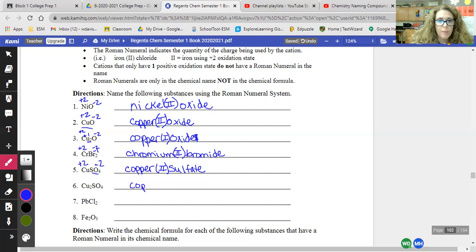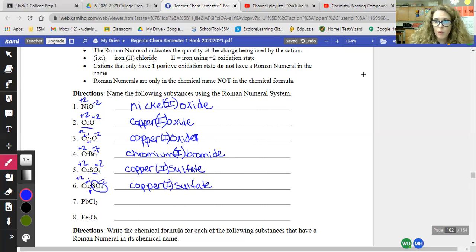Now let's look at this copper sulfate. So this is still copper sulfate. And now I know that my sulfate, this whole sulfate thing, is -2. So then my copper has to total up to +2. But I have 2 of those coppers. So if I have 2 coppers, the total charge has to be +2. So each individual copper is a +1. So then that would be our Roman numeral 1.